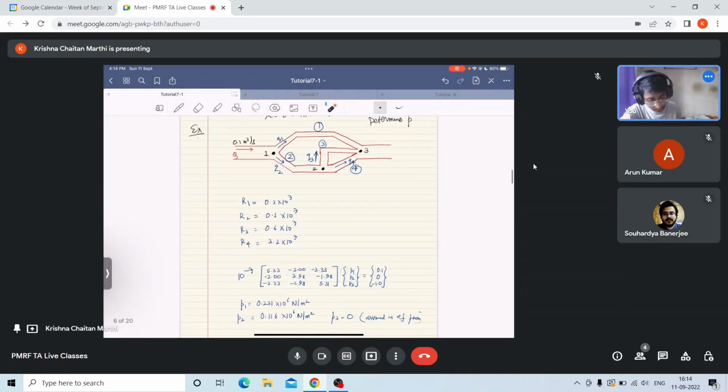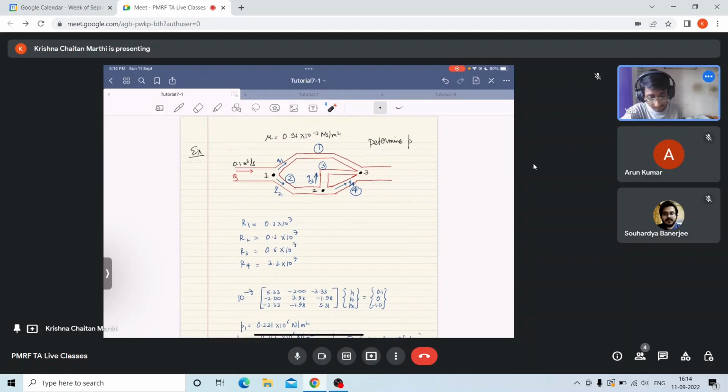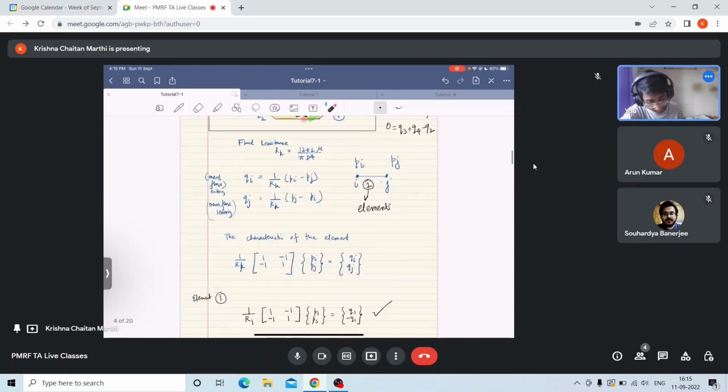So let us solve this problem. This is the same network as above. Here the capital Q flow rate is given as 0.1 meter cube per second. Mu is given as 0.96 multiplied by 10 raised to power minus 3 Newton second per meter square. This is the dynamic viscosity. I need to determine the P, and so first I will determine the resistances R1, R2, R3, R4 by using this expression.